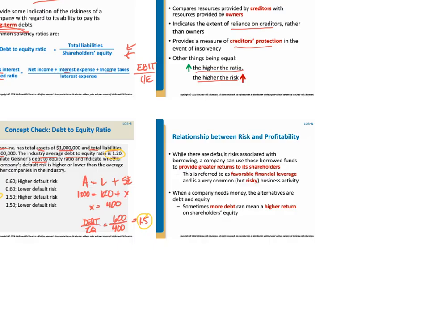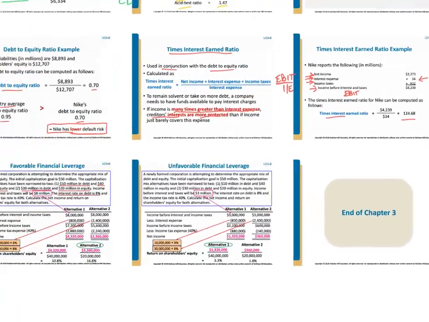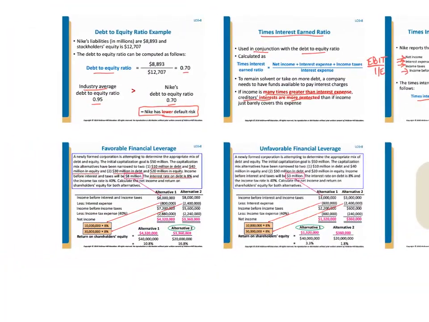As we discussed, there are default risks associated with borrowing or taking on debt, but we can also utilize debt to magnify results for shareholders and produce greater returns when we have a favorable circumstance. The question becomes, what is our return on assets versus what is our cost of borrowing? And so let's look at a couple examples of how this can actually impact shareholders.